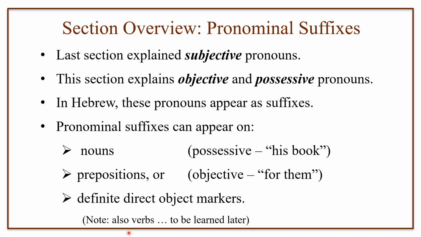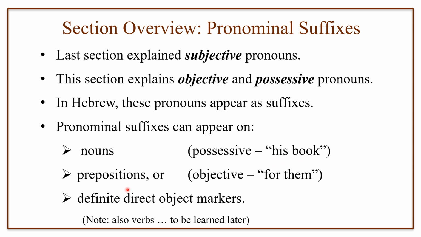So in the previous section, we talked about independent pronouns, which are subjective. They perform the function of the subject of the sentence. These pronouns are going to be either objective or possessive. And in Hebrew, these kinds of pronouns, objective and possessive, appear as suffixes. And so pronominal suffixes can appear on nouns, in which case they would be possessive, as in his book.